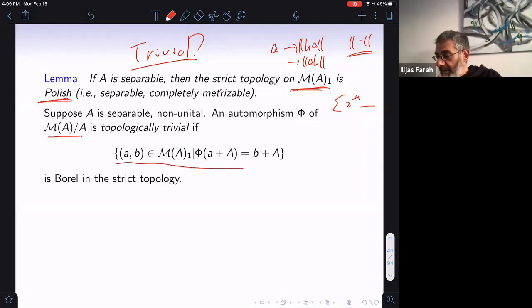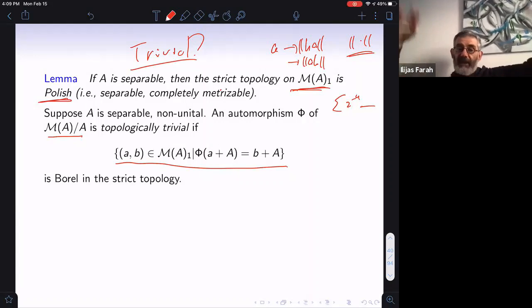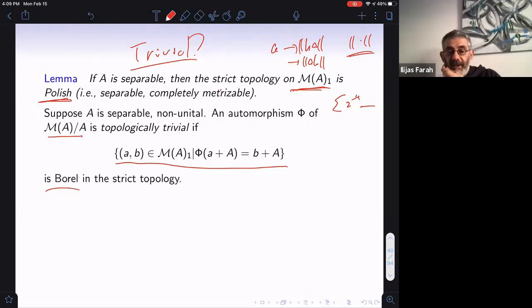the following set here, which is really the graph of the function phi on the unit ball, is Borel in the strict topology. So you're just lifting all possible pairs a and b. Why is this the right definition? Well, it works.